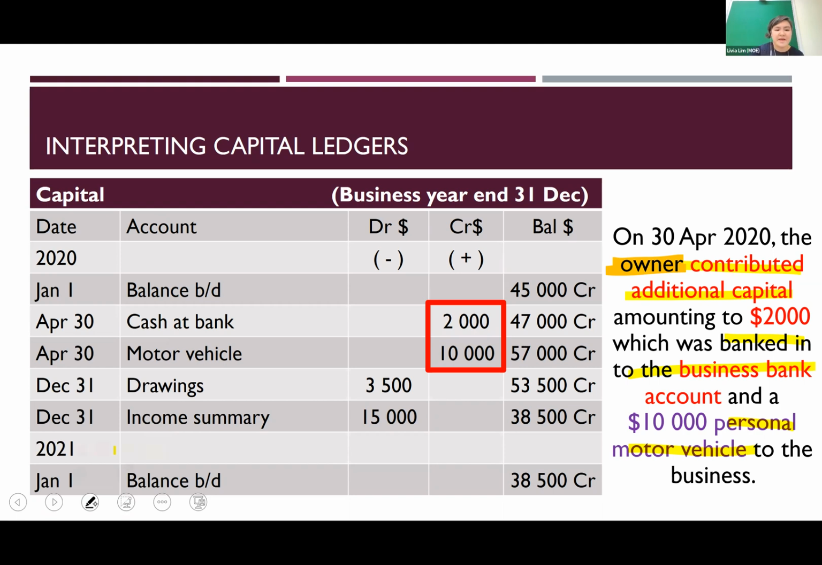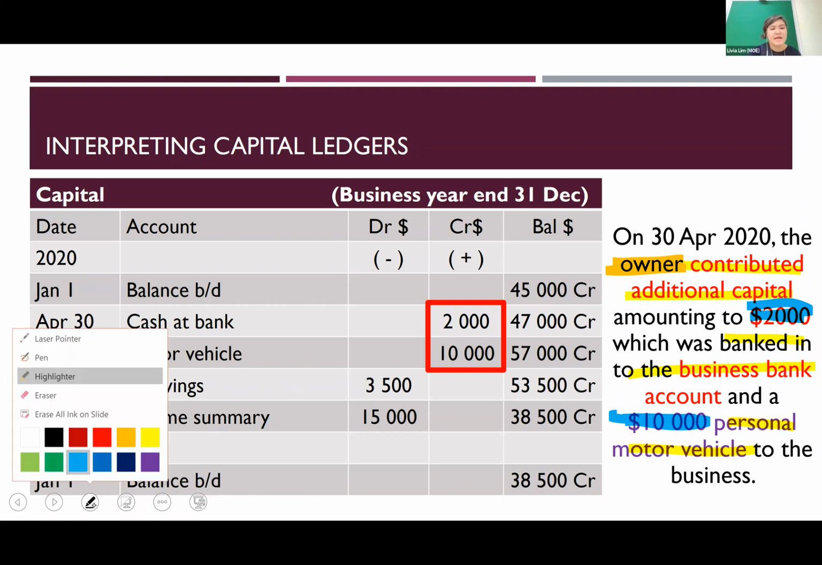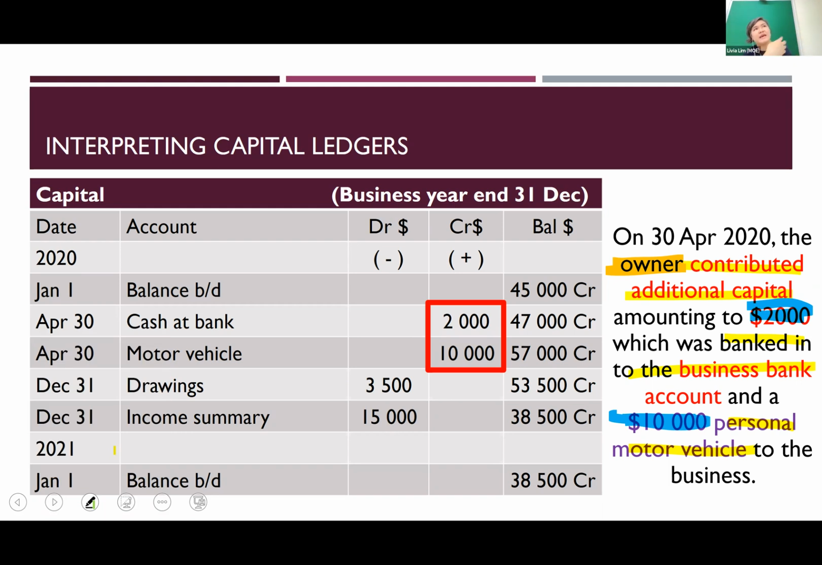Now, apart from that, you also have to mention how much. If you talked about $2,000 and $10,000, that is the how much involved. And finally, the last one was how was it banked into the bank account? Was it paid in cash in hand, cash at bank? What was it? By saying that it was banked into a business bank account, that is highlighting the how. How was it transacted?